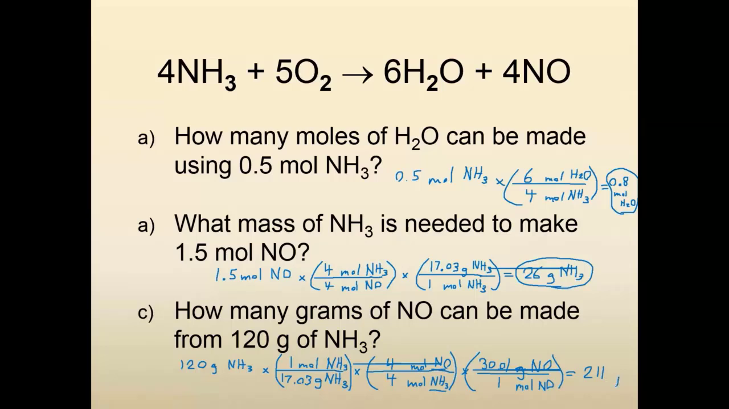0.3, which is 21... Well, technically, I guess it would just be 210 because the initial number here, the 120, really only has two significant figures. So this would actually be 210 grams of NO with the appropriate sig figs.